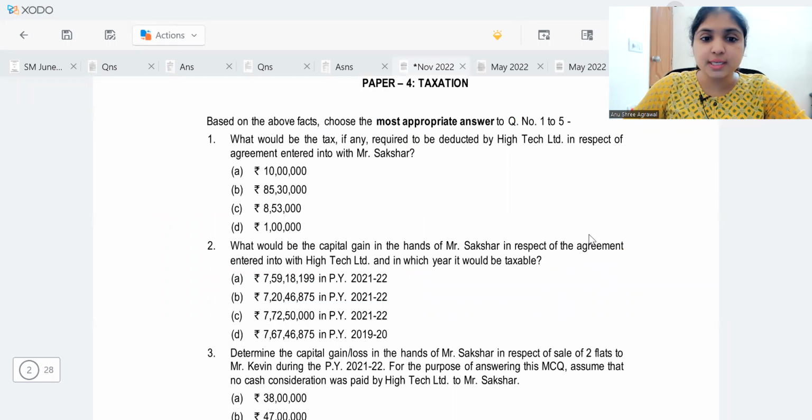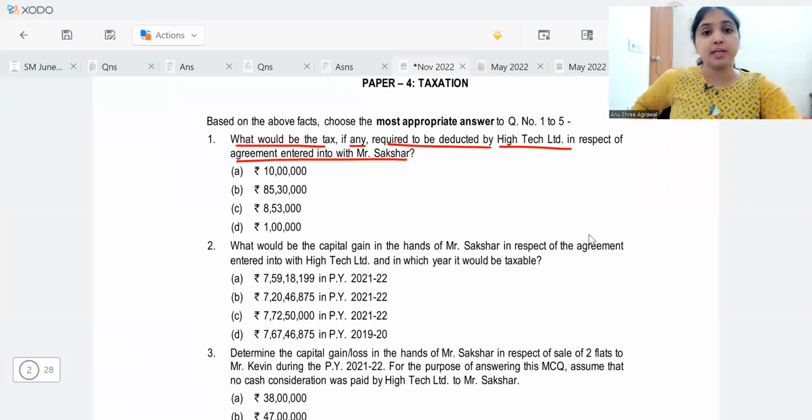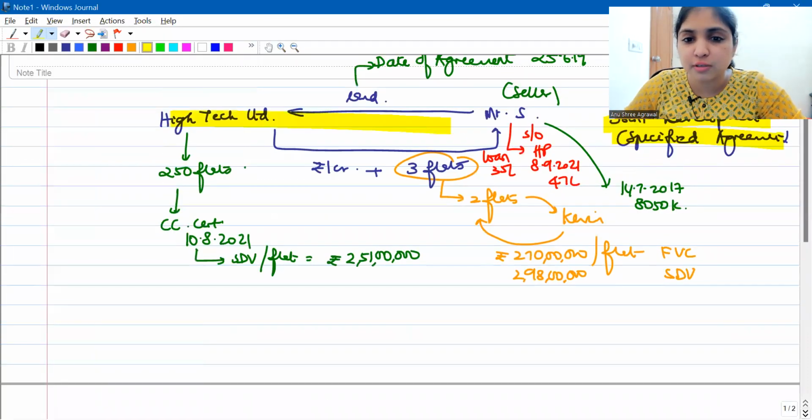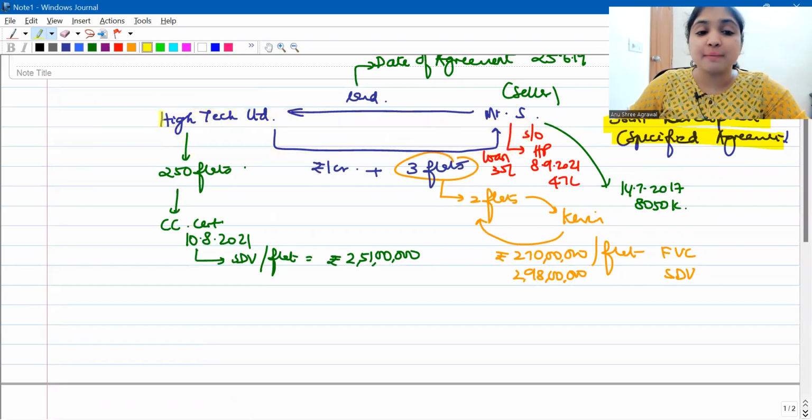The very first question: what would be the tax, if any, required to be deducted by High-Tech Limited in respect of the agreement entered into with Mr. Sakshar? In simple words, they are asking us just about this contract, the contract between High-Tech Limited and Mr. Sakshar. How much tax should High-Tech Limited deduct?